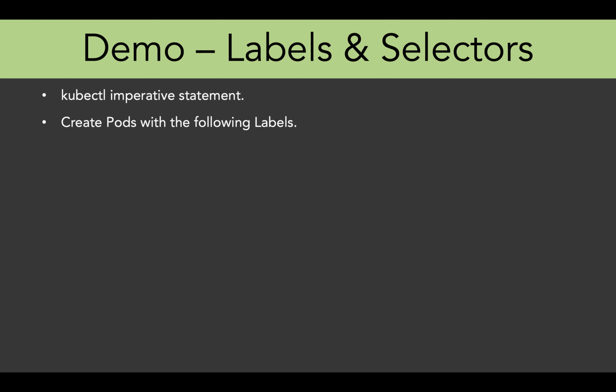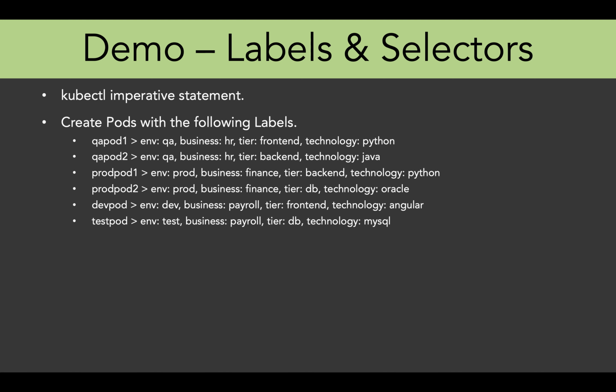But before that, let us go ahead and create pods with the following labels. So these are the options. On the left-hand side, whatever you are seeing, QA pod 1, QA pod 2, prod pod 1, 2, dev pod, test pod, these should be the names of the pods, and these should be the labels of the pods. Each of the pods would have four labels: ENV, business, tier, and technology, and they should have these values. For example, QA pod 1 should have a label of ENV with value QA, business should be HR, tier should be front end, and technology should be Python. So let us go ahead and create these pods.